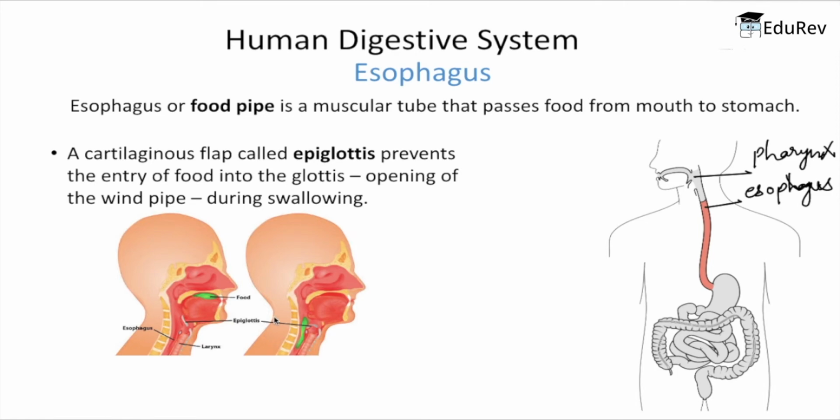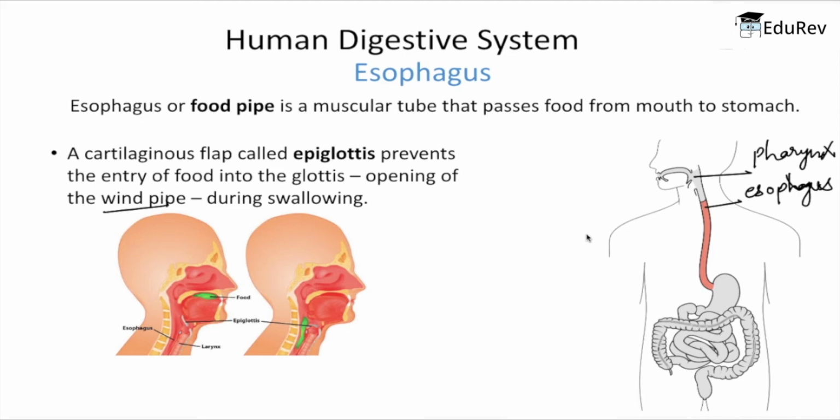So basically this epiglottis prevents the entry of food into the glottis, that is the opening of the windpipe. As we know that the food pipe and windpipe are present close to each other. So to prevent the food from entering inside the windpipe, the epiglottis works and it actually regulates the food inside the food pipe only.